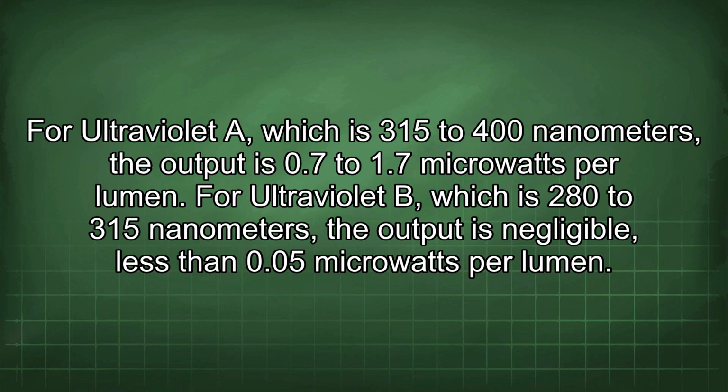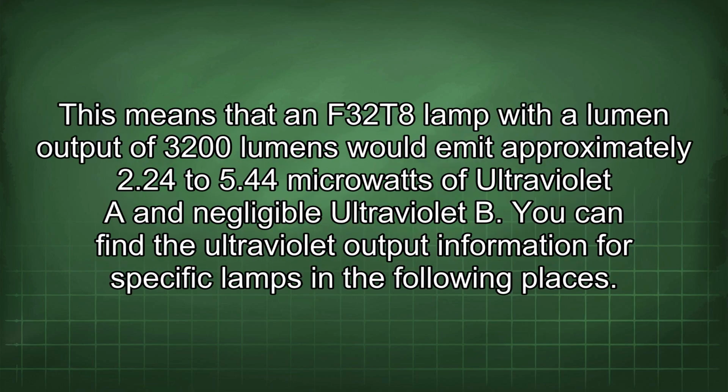For ultraviolet B, which is 280 to 315 nanometers, the output is negligible, less than 0.5 microwatts per lumen. This means that an F32T8 lamp with a lumen output of 3200 lumens would emit approximately 2.24 to 5.44 microwatts of ultraviolet A and negligible ultraviolet B.